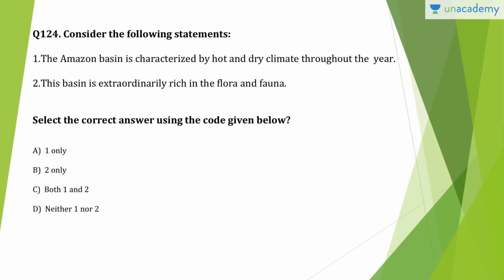Question number 124. Consider the following statements. The Amazon basin is characterized by hot and dry climate throughout the year. No, there is no dry climate here. If you are talking about equator, it is always hot and wet because it is equatorial climate, right? There is no dryness here. So this statement is wrong.